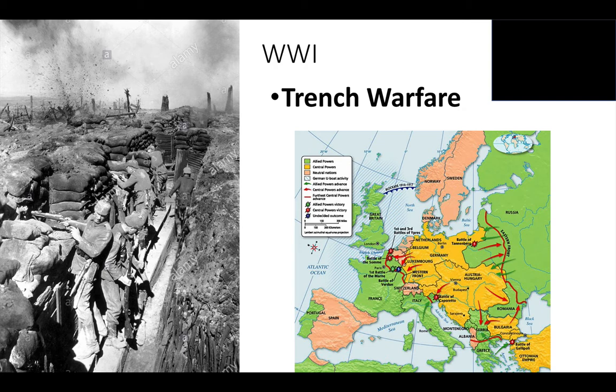And what you see with trench warfare is a lot of people die and you do not see huge movements. These lines of trenches actually don't move that much. There's not that much change. And a lot of people die because of trench warfare.